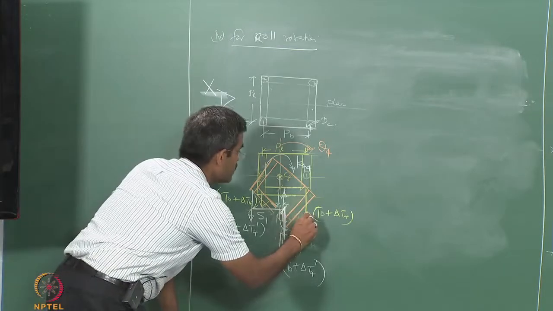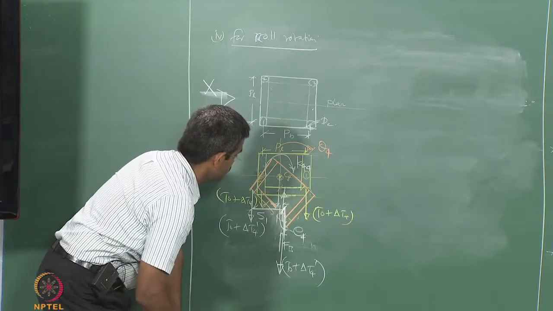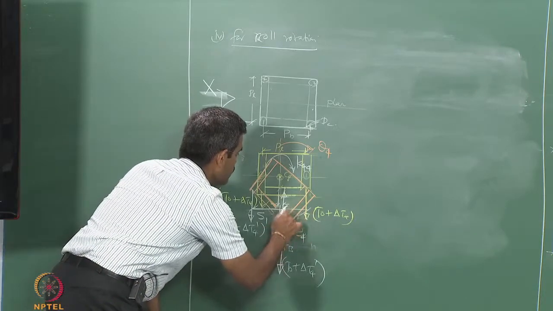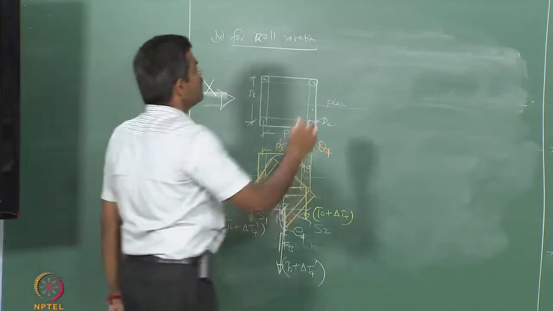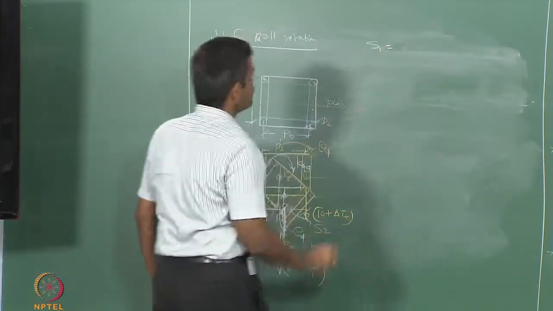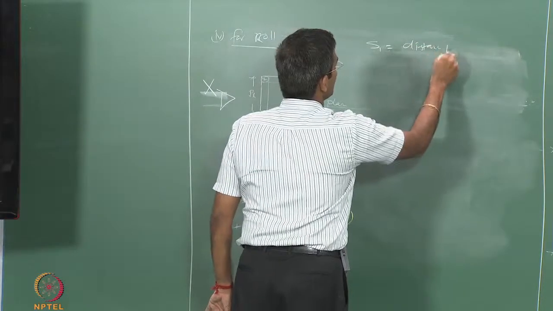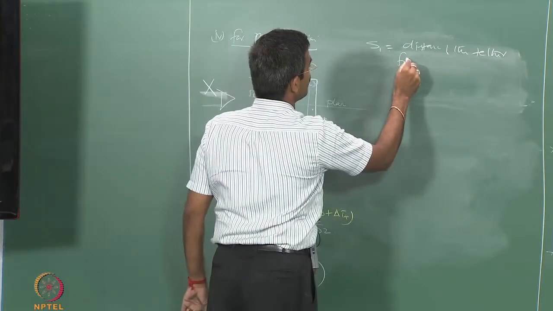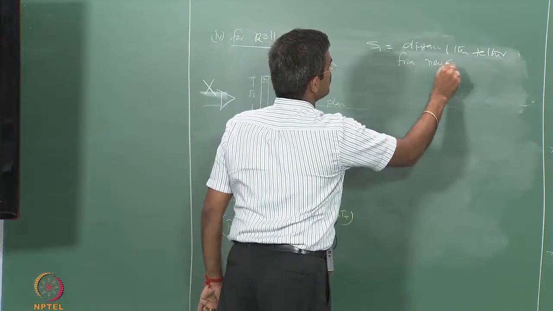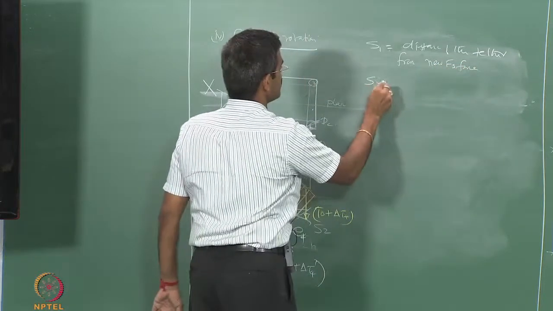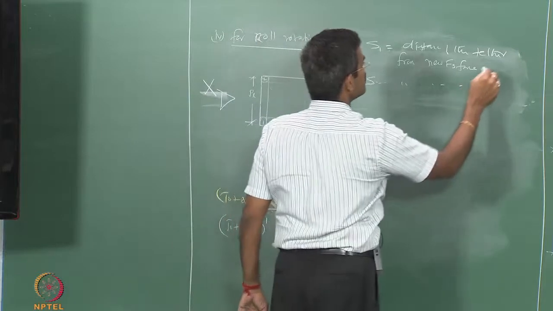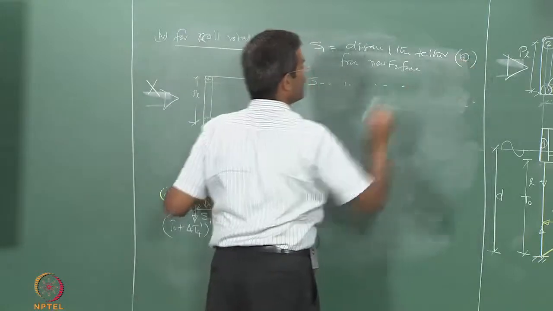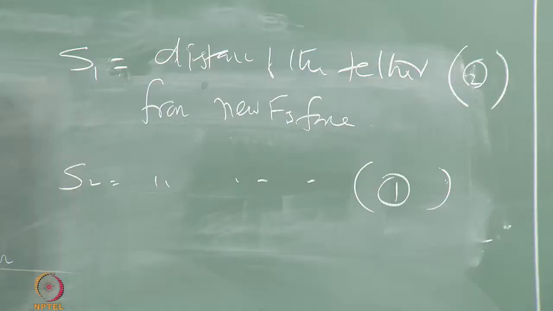And the remaining distance for the new one is what we call S2. So S1 is the distance of the theta from the new buoyancy force center. S2 is the distance of the theta attached to column 1, this is column 2, sorry, column 2, this is attached to column 1 from the buoyancy center.